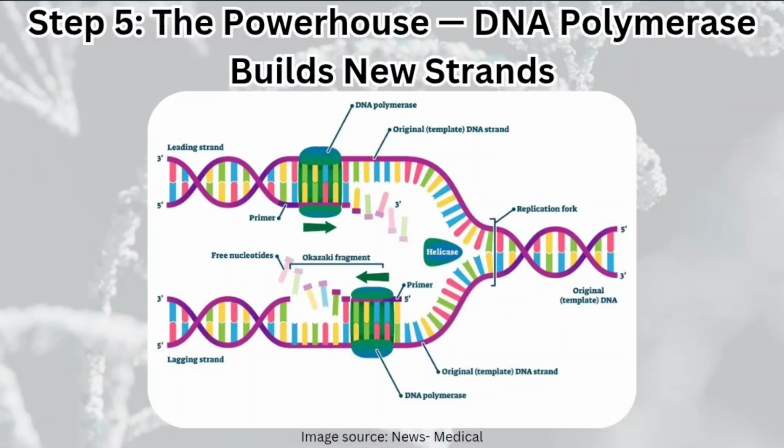Now, the star of the show arrives, DNA polymerase 3. This enzyme adds new nucleotides, one by one, to the exposed template strand. But here's the catch. DNA polymerase can work only in the direction of 5' to 3'. Because of this, the 2 strands are copied differently. The leading strand is built smoothly, continuously, towards the replication fork. But the lagging strand, however, is built in small fragments called Okazaki fragments, moving away from the fork. These fragments are later stitched together.